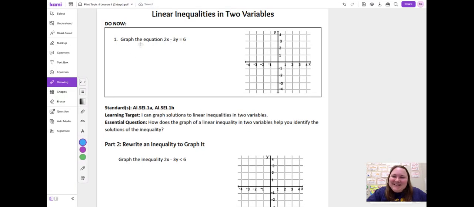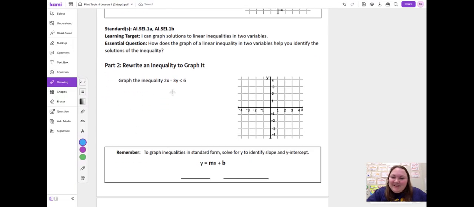Hopefully you have already completed this do now question on graphing an equation, because how you graph this equation is going to be really similar to how we graph this inequality below. If you were given this inequality and asked to graph it, same as the equation in the do now, we can't yet. To graph this inequality, we want it in slope-intercept form, same as equations. I want to solve this inequality for y so that I can see the number in front of x. That will represent my slope, and our constant will represent our y-intercept.